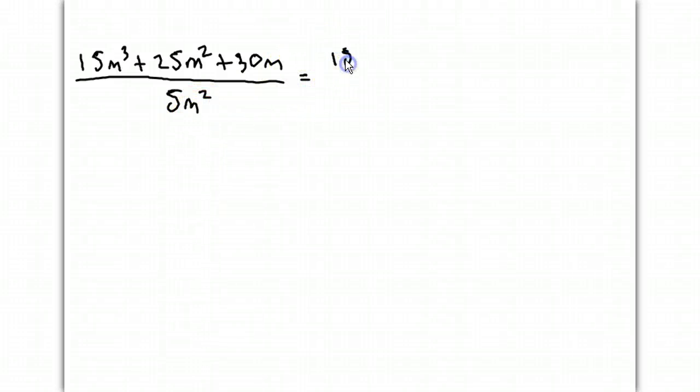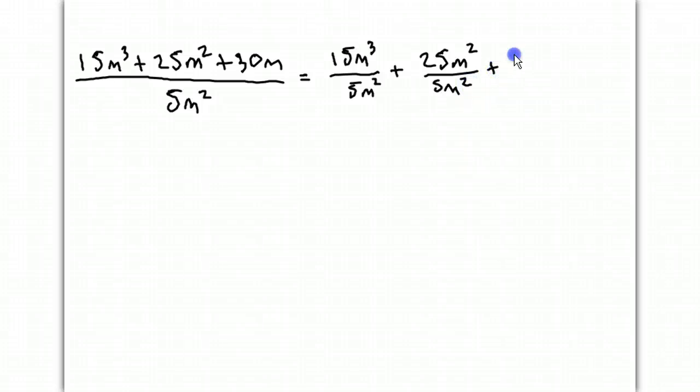So you're going to have 15m to the third divided by 5m squared, then plus 25m to the second divided by 5m squared, plus 30m divided by 5m squared. You can only do this with a monomial. So you simplify each piece.